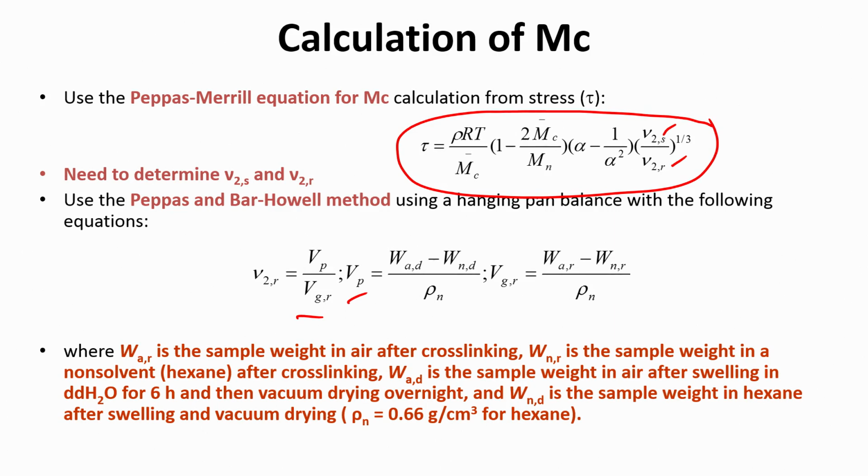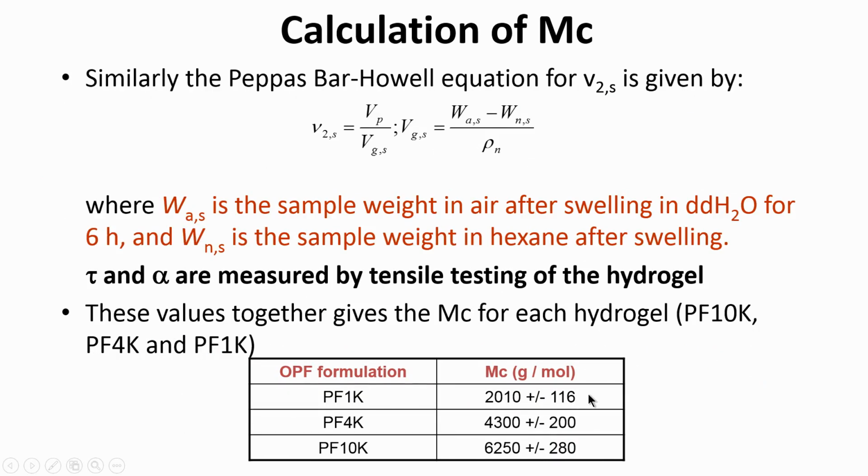Once you apply all these equations and get some of the values from different parameters reported in the literature, you can do this in different solvers as well. You can do this in hexane, and what you end up with is essentially applying and fitting all these values, and you get an Mc for different gels. So, you have PF1K, PF4K, PF10K, and notice how the molecular weight between cross-links has also increased. It has gone all the way from 2000 grams per mole to 6250 grams per mole.